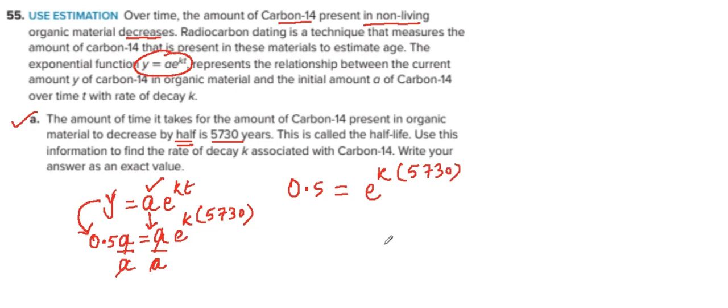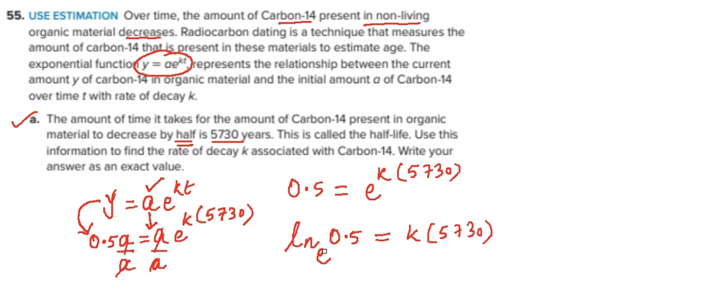Now you can change this into log. You know how to write the log. Log at the base e of 0.5 equals the power on this side, which is k multiplied by 5730. You know how to change exponential into logarithm.